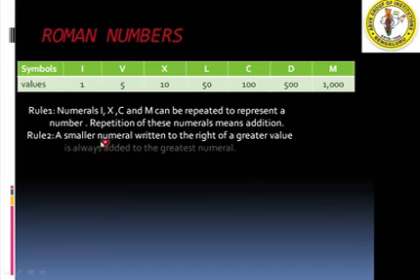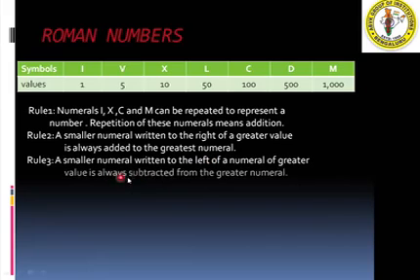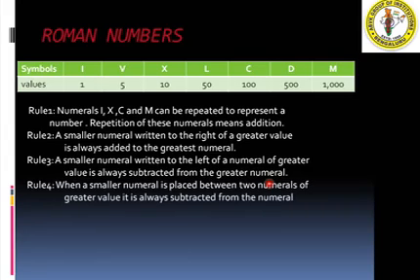Okay, next you see rule number 2. A smaller numeral written to the right of a greater value is always added to the greater numeral. So if you write a small number on the right side of a number, you have to add it to the greater number. Next one, rule number 3. A smaller numeral written to the left of a numeral of greater value is always subtracted from the greater numeral. So if you write the small number on the left side, it is subtracted.